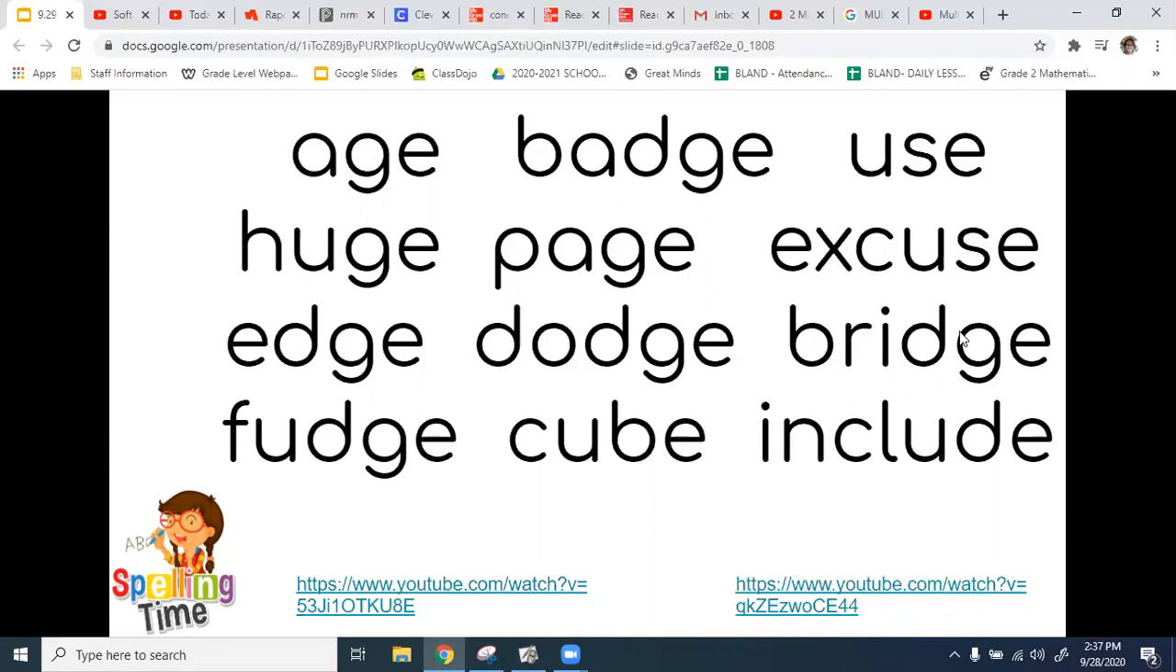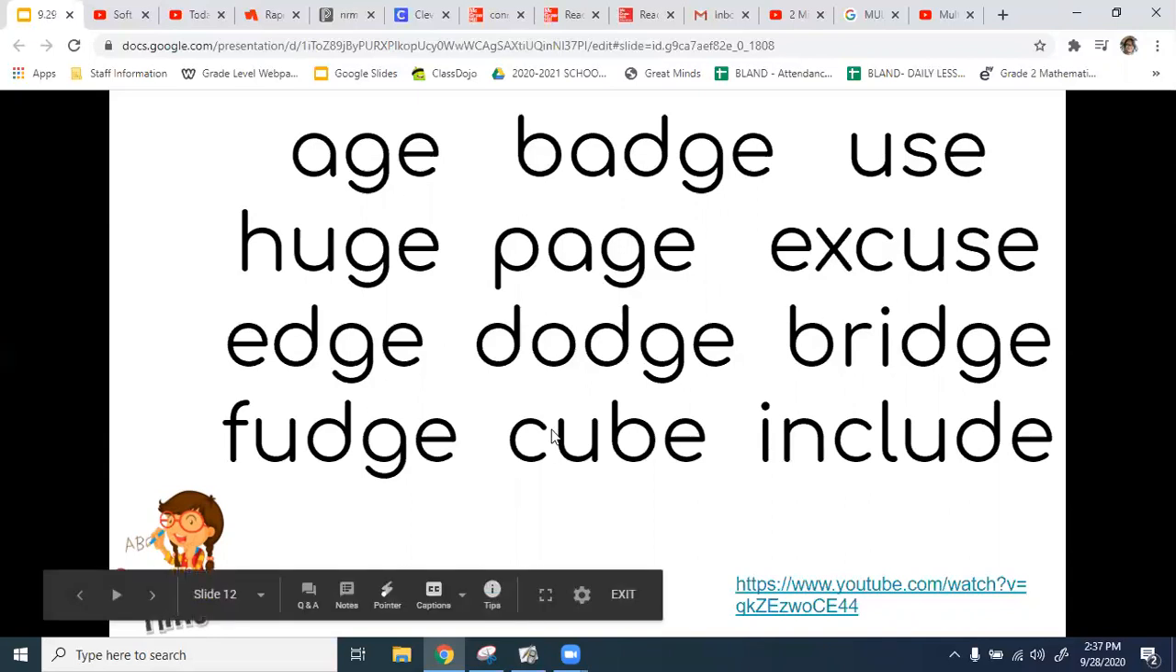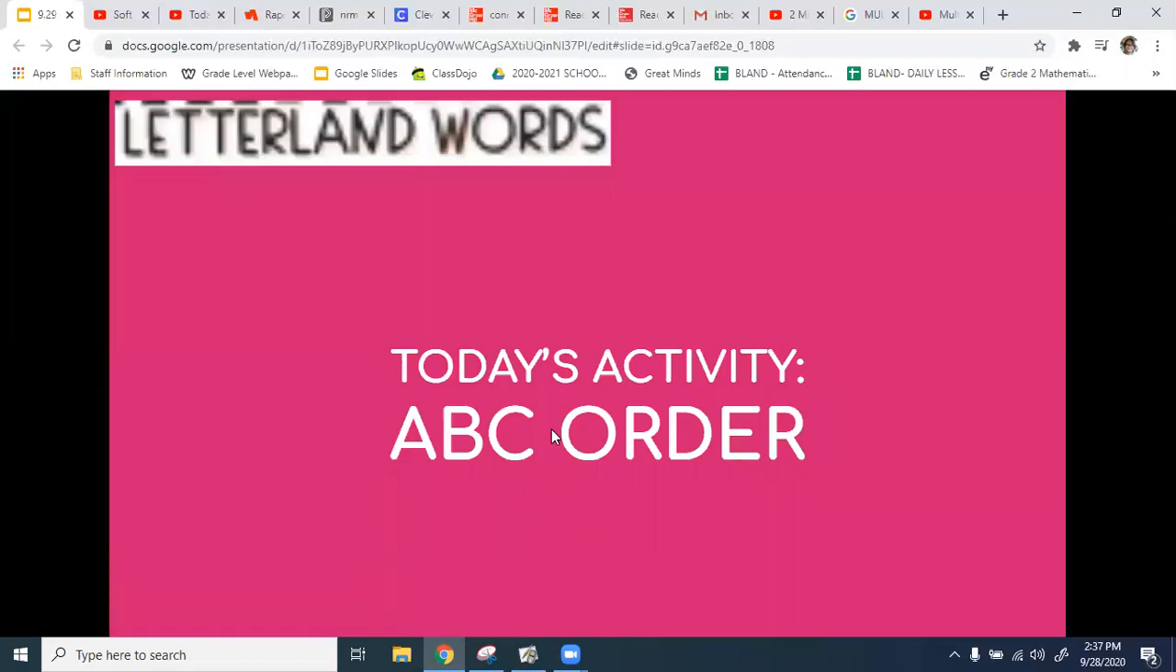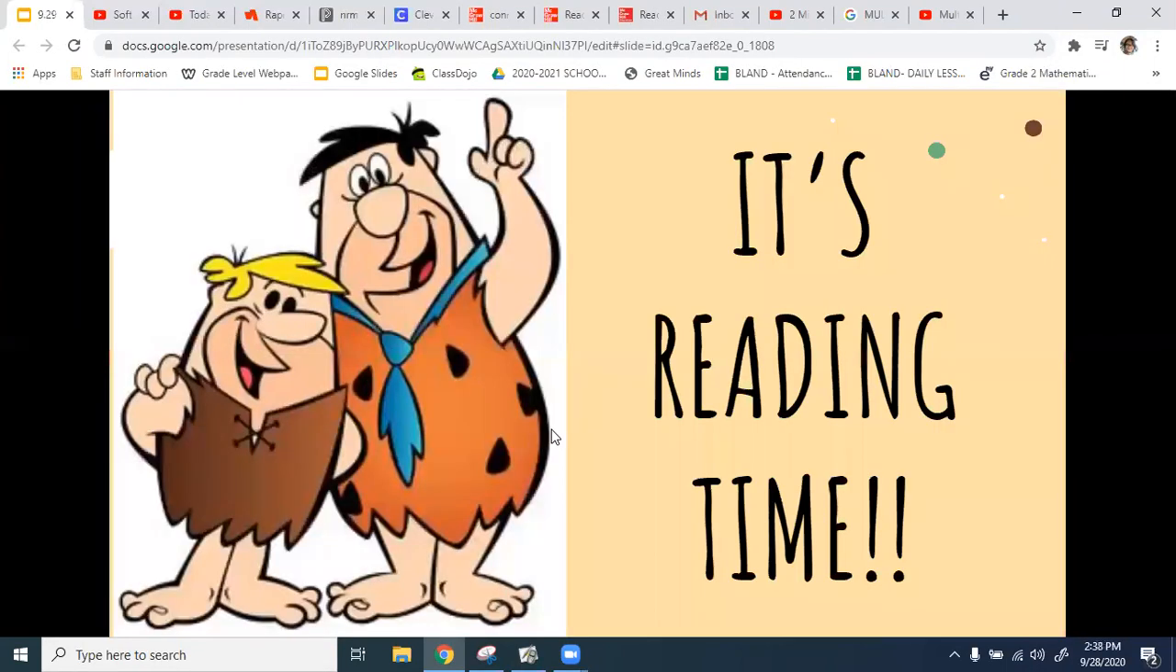The second sound we're focusing on this week is the long U, and you hear long U in the words cube, use, excuse. And our outlaw word for the week is include. It's just kind of different. Make sure you're studying all 12 of your Letterland words for the week. Remember, today's assignment in Seesaw for Letterland is ABC order. You will be putting each of your Letterland words into ABC order.